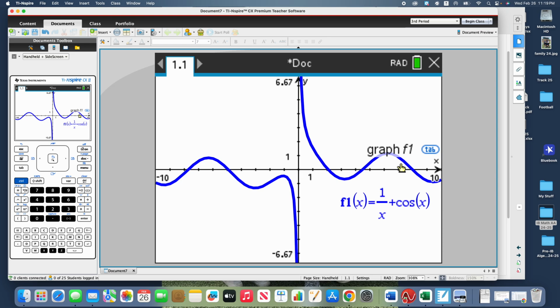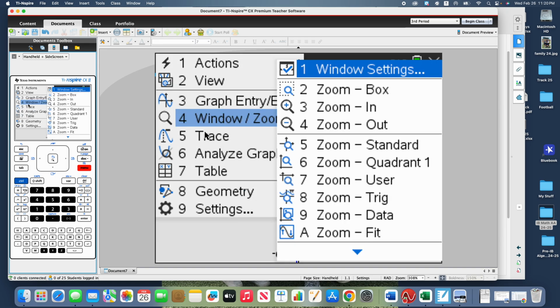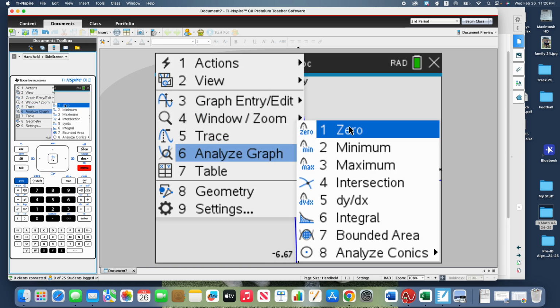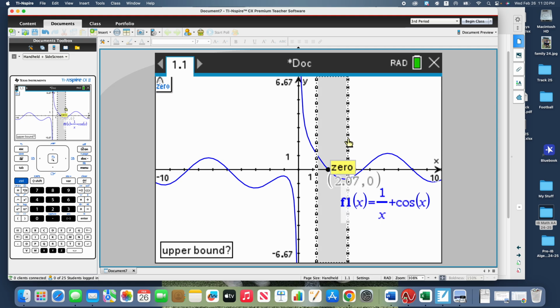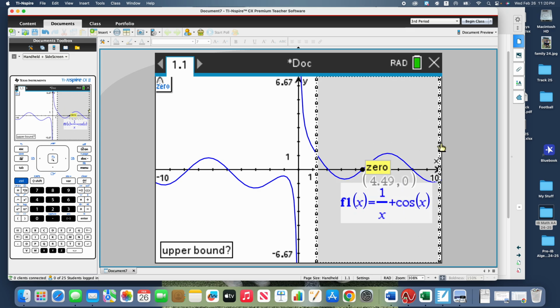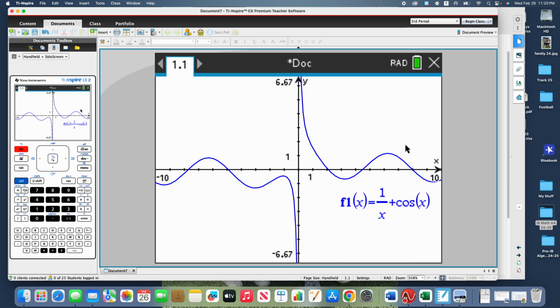All right. Now, I'm looking on this graph, I'm looking for my zeros, and I'm looking from 0 to 2 pi. So if you notice here, 2 pi would be 6.28. So I can't have anything bigger than that. So if I were to go analyze graph and go find my zeros, I'm going to start here. The first zero I come across is 2.07. The next zero I come across is 4.49. If I were to keep going, I kind of run out of room there. I'm going to escape out of that. I'm going to do that again.